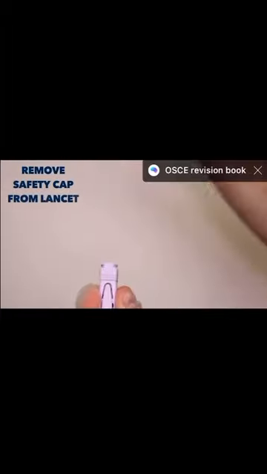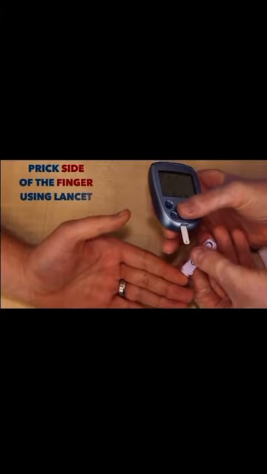Remove safety cap from the lancet. Get patient to place their hand in a stable position, ideally on a flat surface, and explain what you are doing step by step. After cleaning the patient's finger, use the lancet to prick the side of the finger.